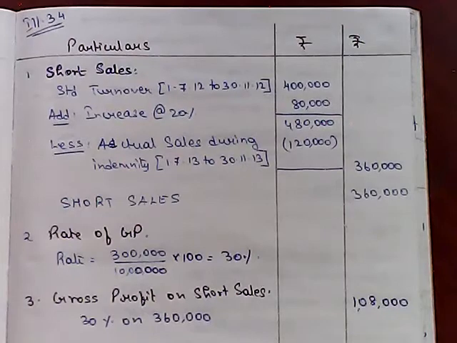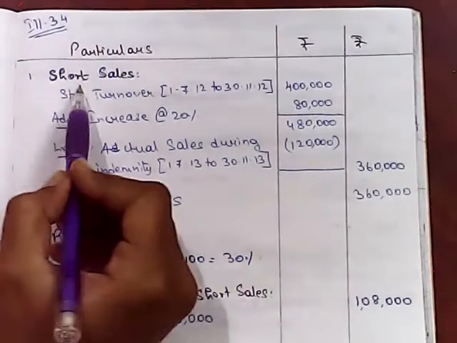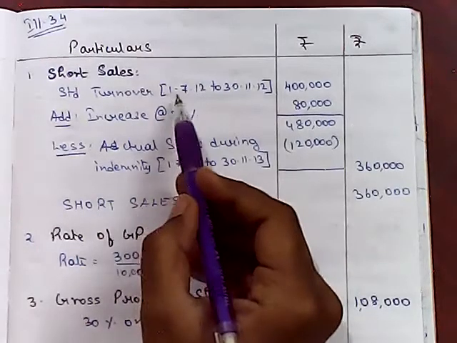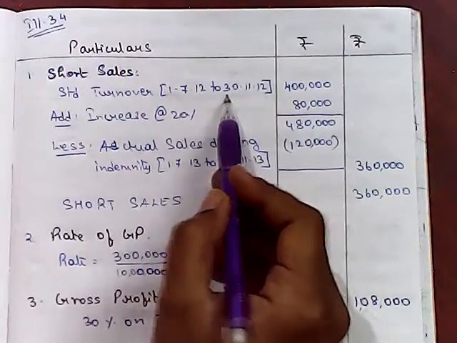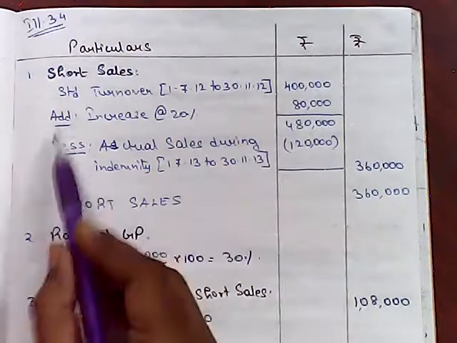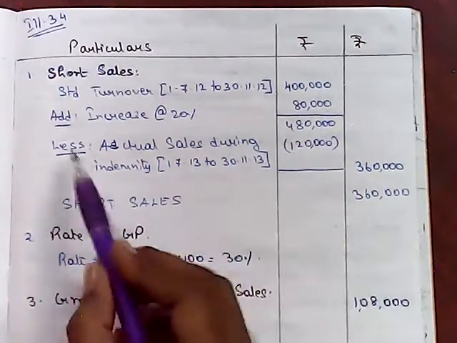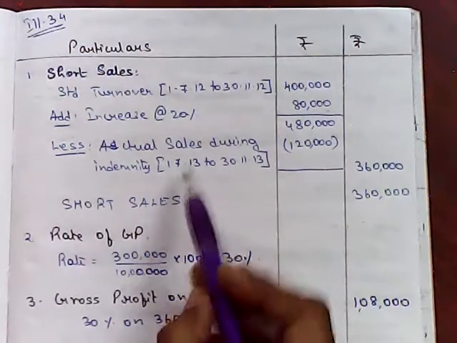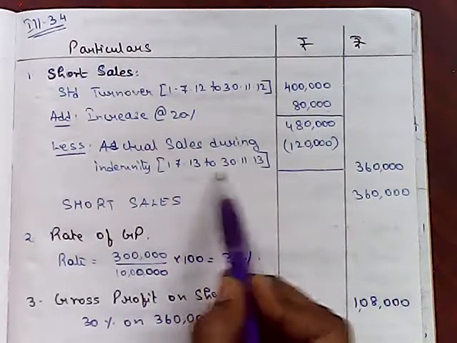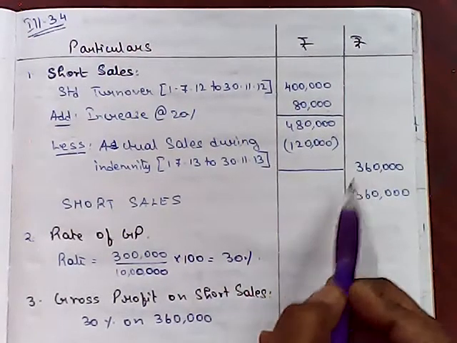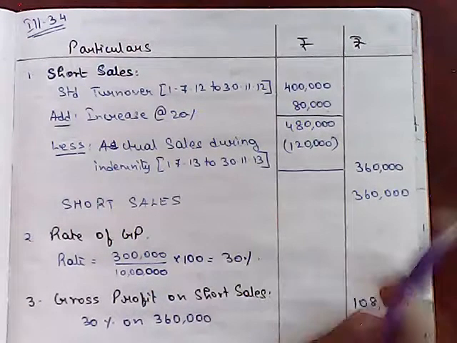So we are going on to the solution. First is computation of short sales. Standard turnover, that is from 1/7/2012 to 30/11/2012, is 4 lakh. Add increase at 20%, that is 80,000. Less actual sales during indemnity, 1/7/2013 to 30/11/2013, is 1,20,000. So we get 3,60,000 as the short sale.